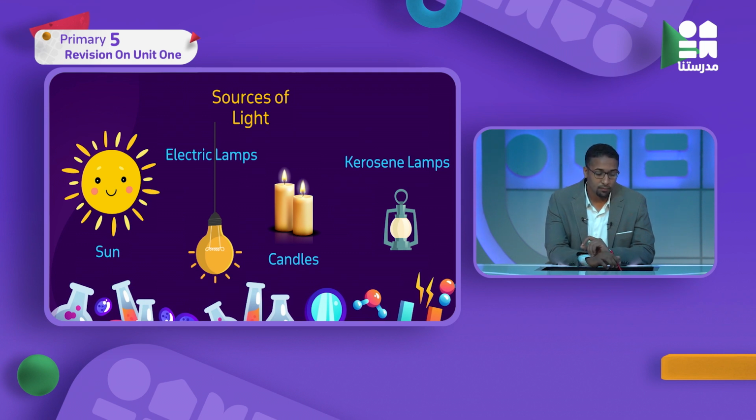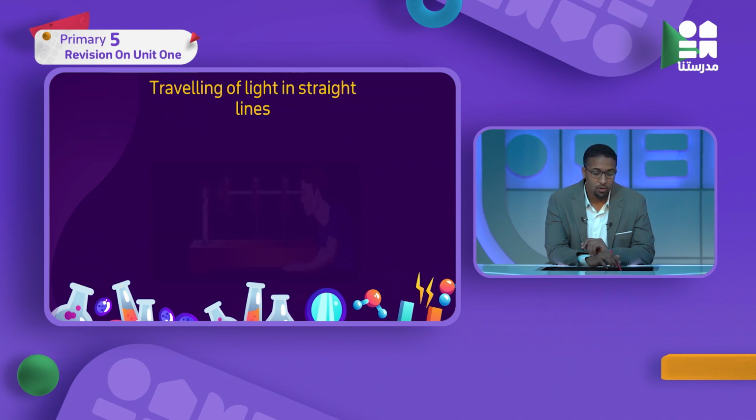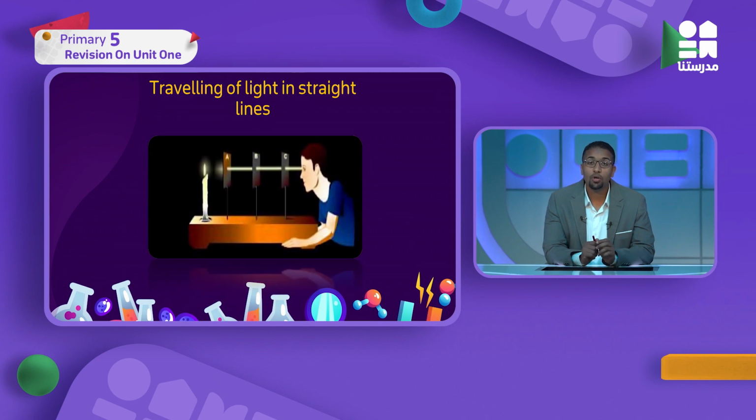Properties of light. We studied many properties of light. The first one, light travels in a straight line, or traveling of light in a straight line. وبسبب البروبرتي دي في تو فينومينا بيحصلوا، اللي هي أول واحدة حد فاكر؟ formation of shadow and formation of images through narrow holes.